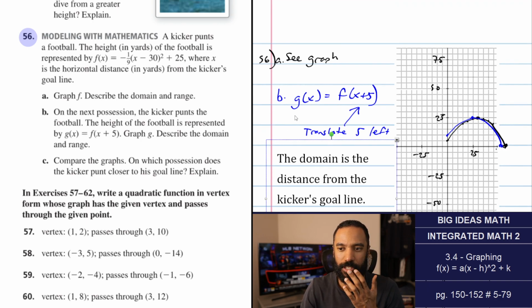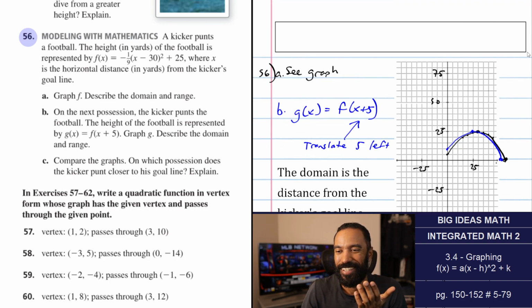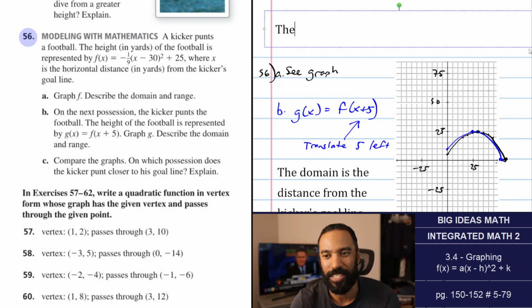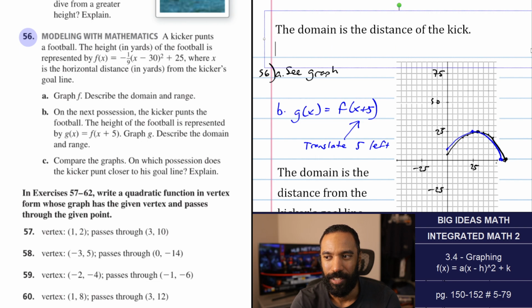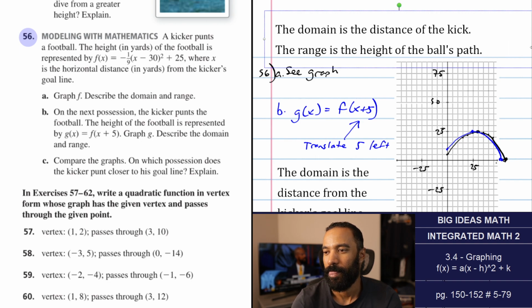It said describe the domain and range of the first one, too. I don't think they want us to actually find the values where they hit certain things, though. What do they want us to describe? They already said what they are. Oh, I'm sorry. It's not just the distance, because they're saying where it comes from. Okay, let's see. The domain is the distance of the kick. There we go. The range is the height of the ball's path in yards. Okay.